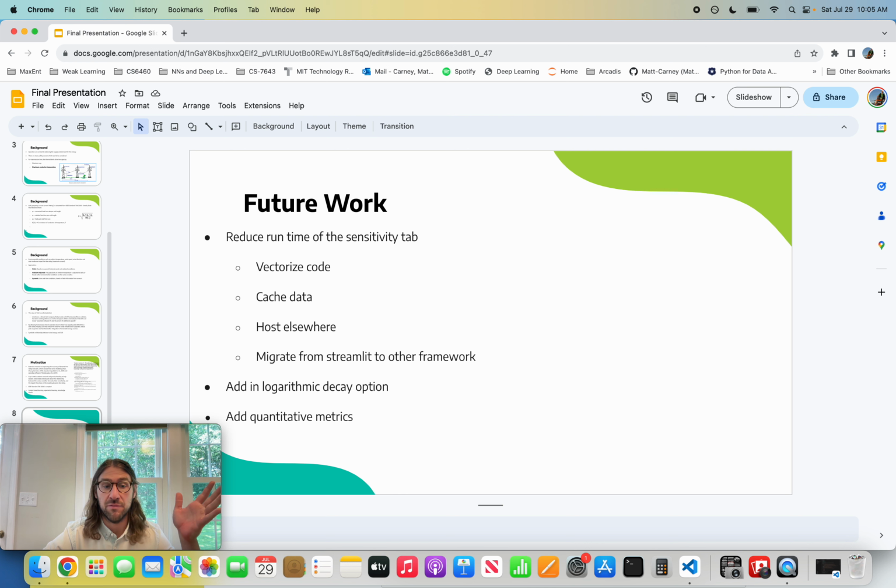I've actually loved Streamlit. It was my first time really working with it. I would highly recommend it for any sort of scientific-based web app like this. But that's one of the downsides.